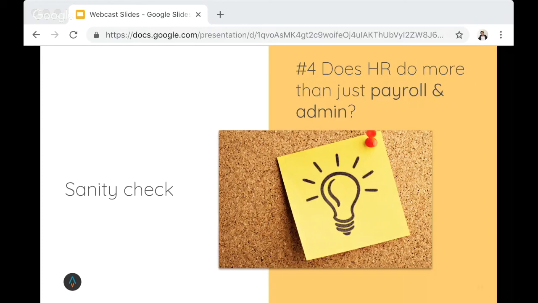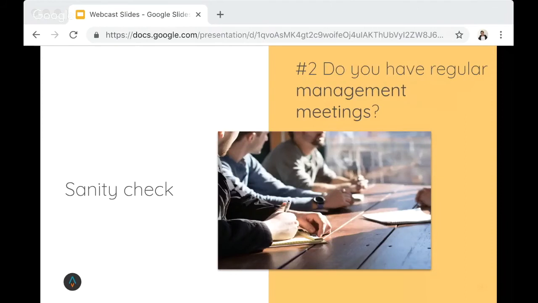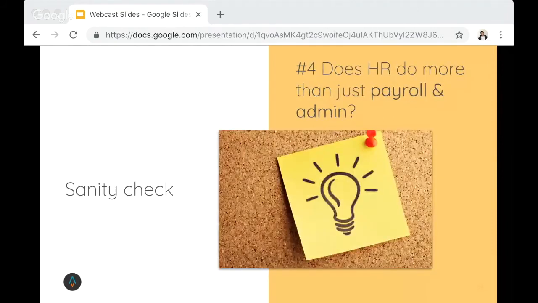being mobile ready, number 2, having talent that you need to keep, number three, having HR be able to do more than just payroll and admin, and finally, having a regular cadence of management meetings are what will help you determine whether or not you're ready for a pulse survey program.